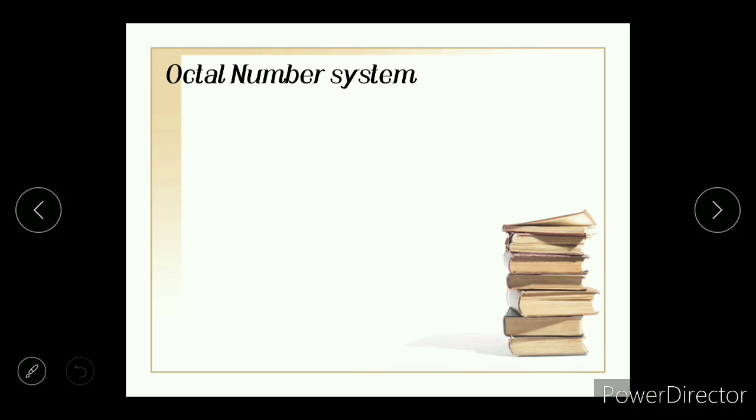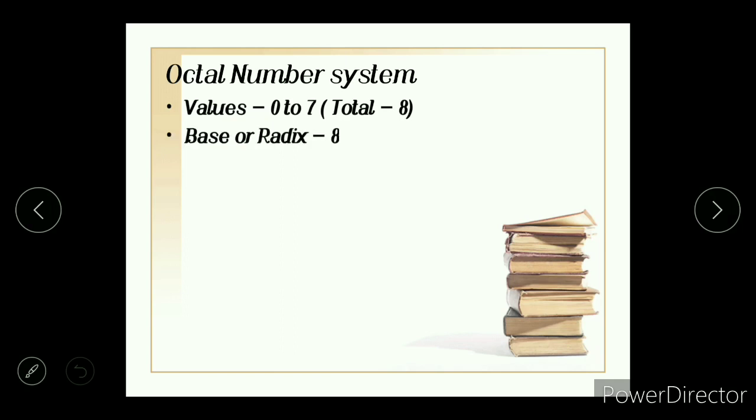So let us start octal number system. Octal number system has values starting from 0 to 7, so total there are 8 values. The base or radix of octal number system is 8, correct. It is represented as the number in the bracket and base in the subscript, same as the previous two which we had seen. So if I have a number 564, then I'll write 564 in bracket and subscript 8. So 8 will represent octal number system.